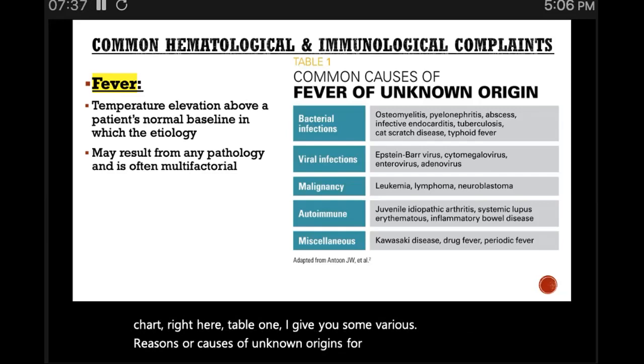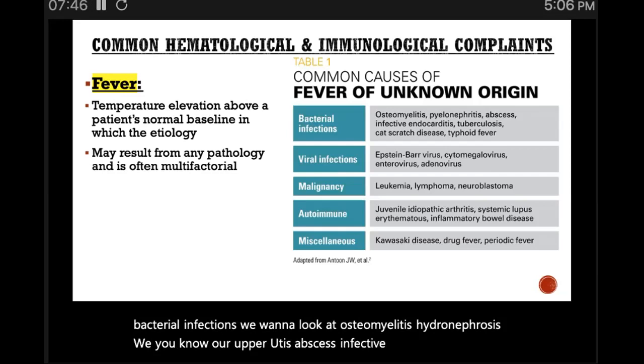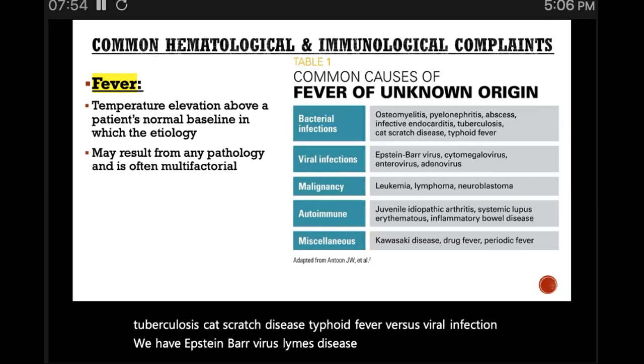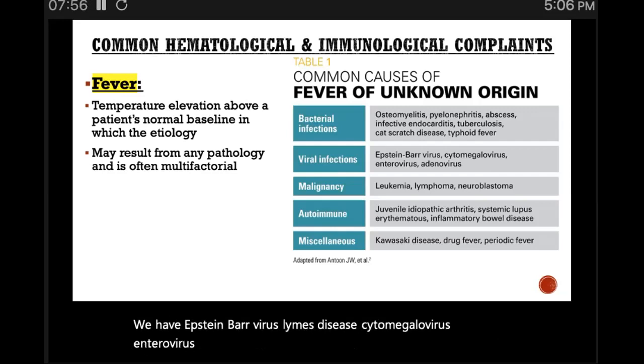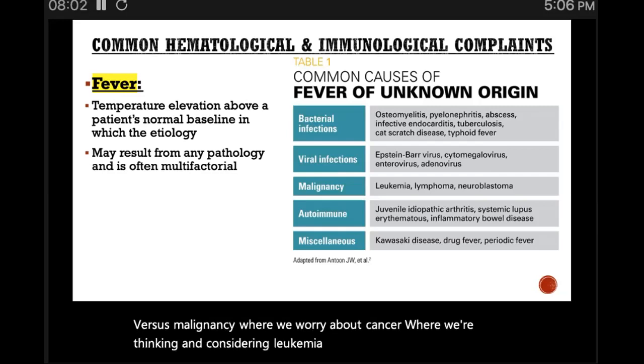So if we have bacterial infections, we want to look at osteomyelitis, pyelonephritis, our upper UTIs, abscess, infective endocarditis, tuberculosis, cat scratch disease, typhoid fever versus viral infection. We have Epstein-Barr virus, Lyme disease, cytomegalovirus, enterovirus, adenovirus, versus malignancy, where we worry about cancer, where we're thinking and considering leukemia, lymphoma, or neuroblastoma.